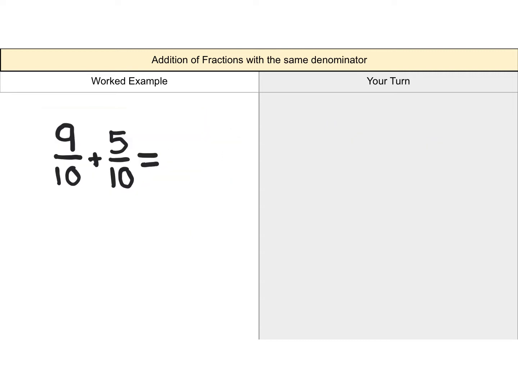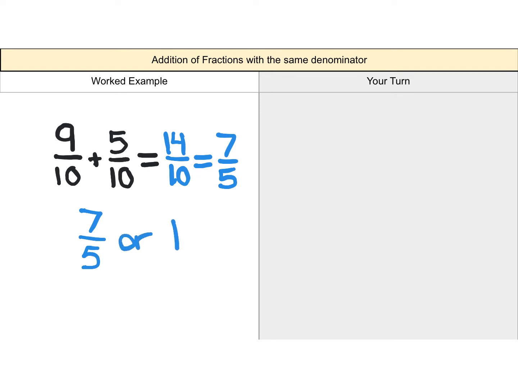In this example, I add 9 plus 5 to give me 14. The 10 just stays the same. I reduce it by dividing both of these by 2, which gives me 7/5. And you'll notice that this is an improper fraction, which means that I can also write this as a mixed number, which would be 1 and 2/5.